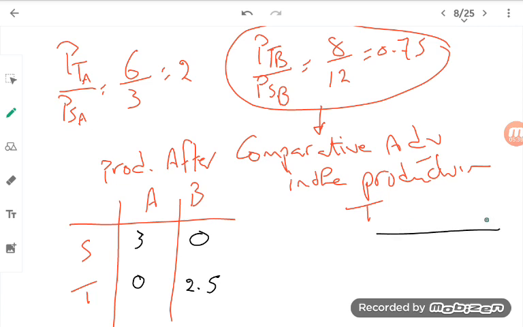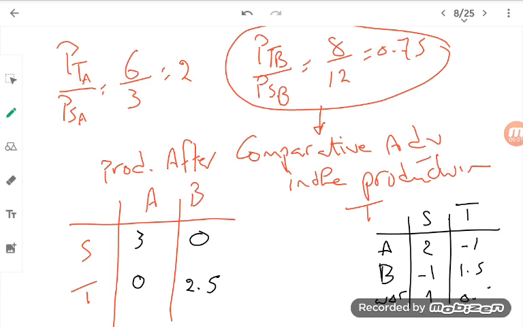World gain. World gain will be calculated as after minus before. Before in this case is 1, 1, 1, 1. 3 minus 1, 2. 0 minus 1, negative 1. 0 minus 1, negative 1. 2.5 minus 1, 1.5. So world gain is the summation of the column. It's 1 and 0.5. So due to specialization, world production of soybeans will increase by 1 and of textile will increase by 0.5.